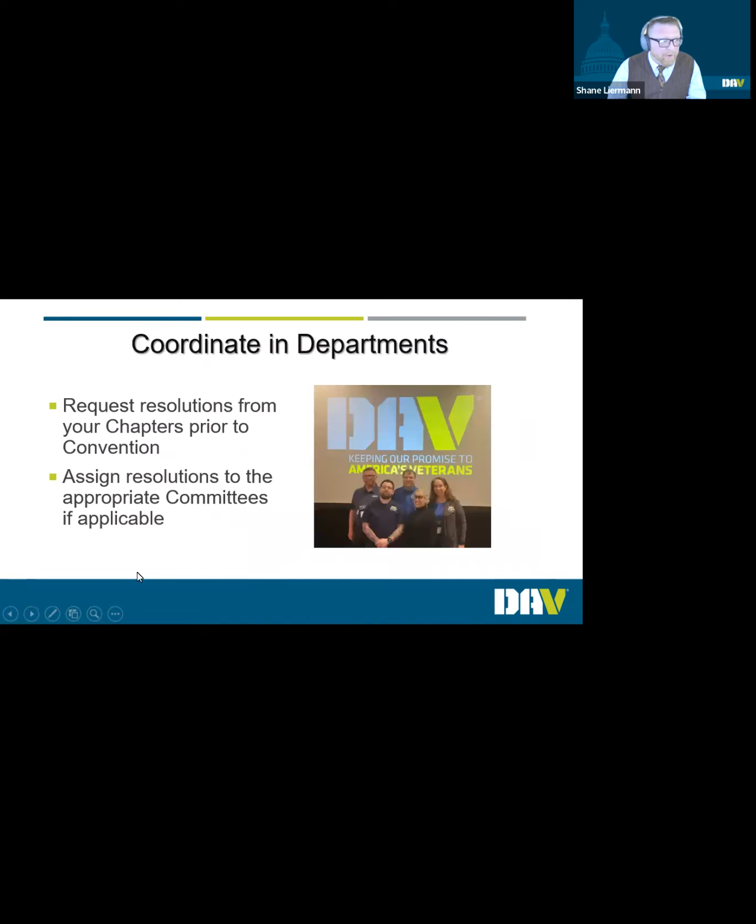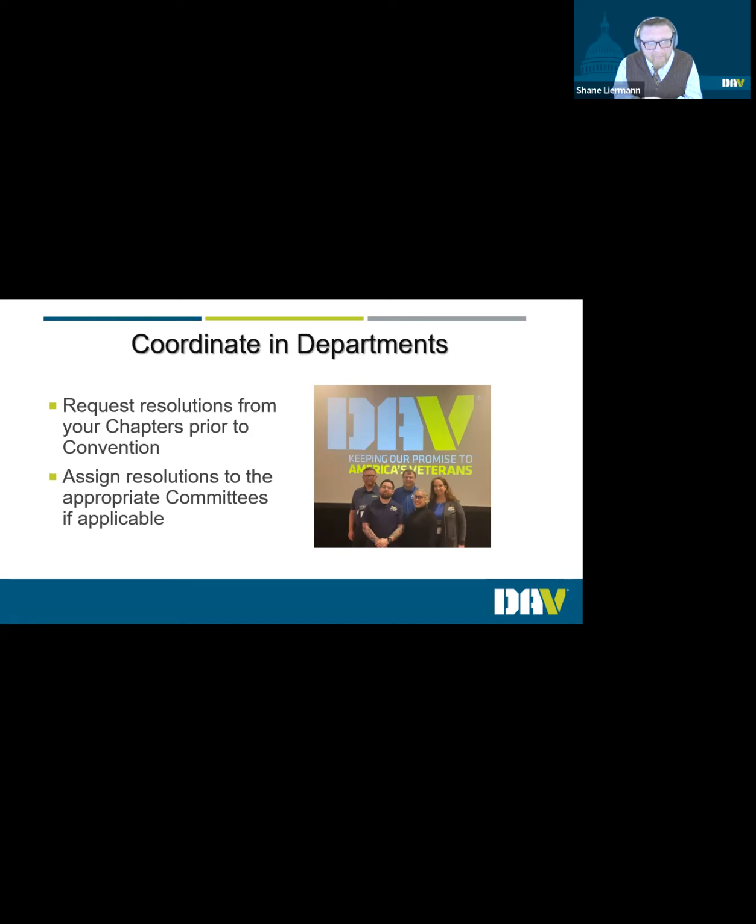Now, coordinating within your department, you need to make sure you're requesting resolutions from your chapters prior to your convention. So if your deadline is 14 days prior to the convention, make sure you're identifying that in a memo, email, chat, smoke signal to make sure that everybody's fully aware of when they must have their chapter-approved resolutions submitted to the department. Now, department committees also, depending on your constitution and bylaws, have the ability to pass and adopt their own resolutions, which will still have to be voted on by the department body. So make sure that you're requesting resolutions and that when they come in, you're assigning those resolutions to the appropriate committee, if applicable, within your department.